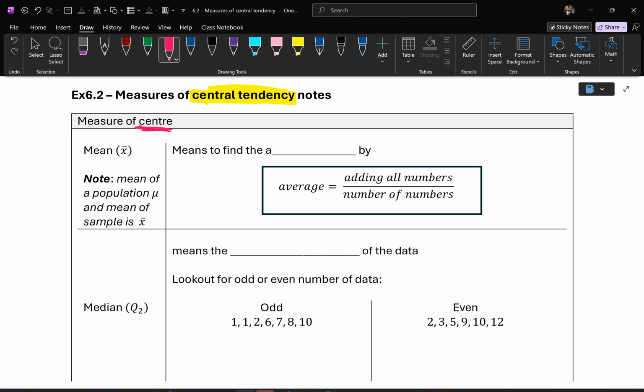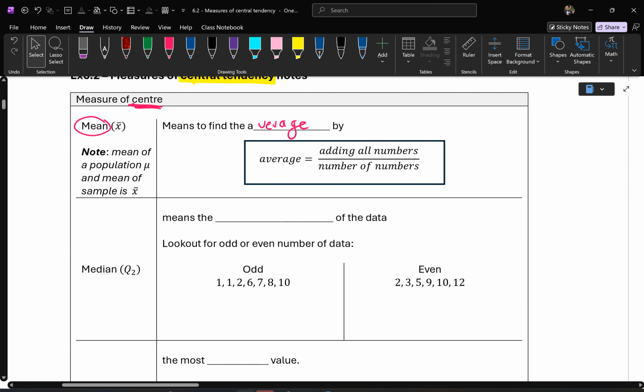So here you've got a couple of ways to measure the center. You've got the mean, which means to find the... What's the mean find? Yep. So what's the mean? Mean is to find the average. Good, fill it in. For those who don't know how to find the average, you add all the numbers together and you divide it by the number of data that you have. Make sure to fill the notes in. All right, so mean is the average.